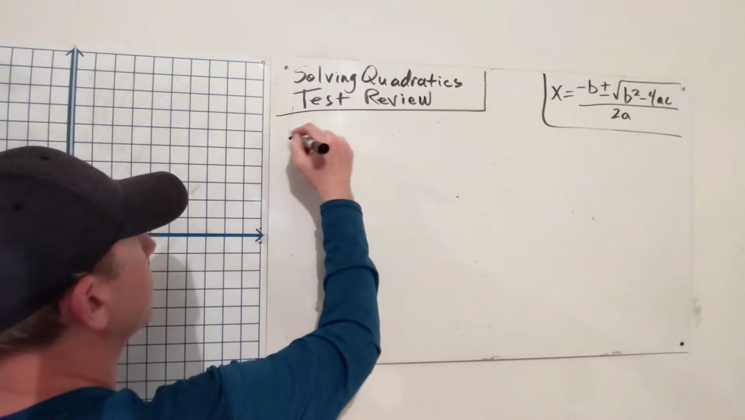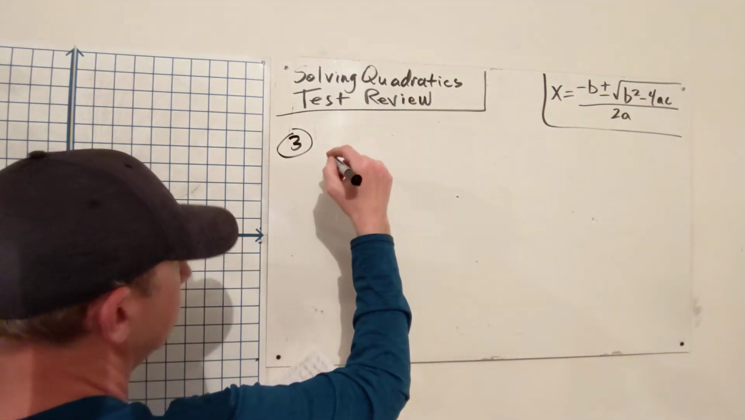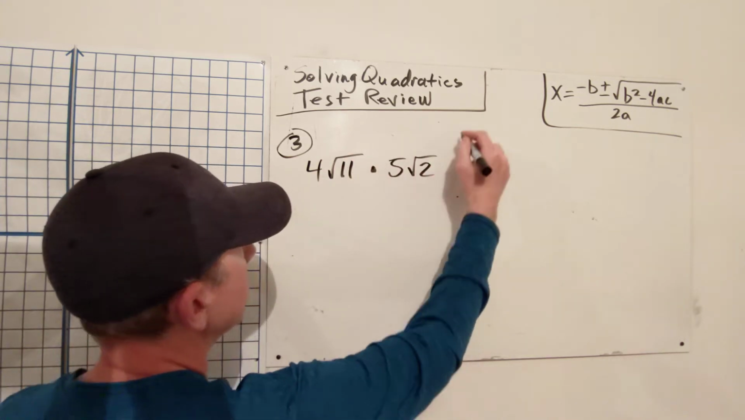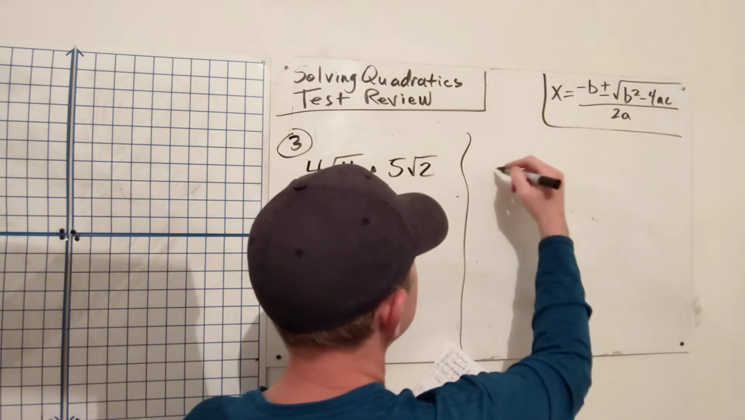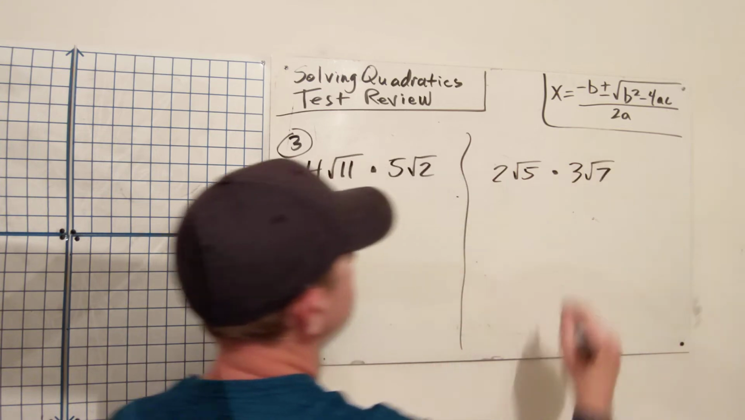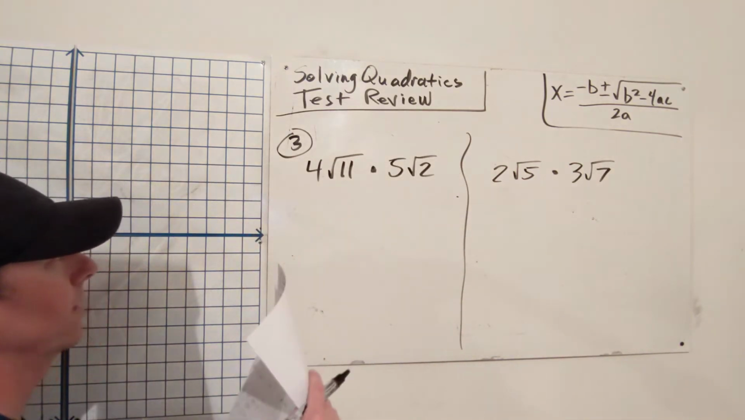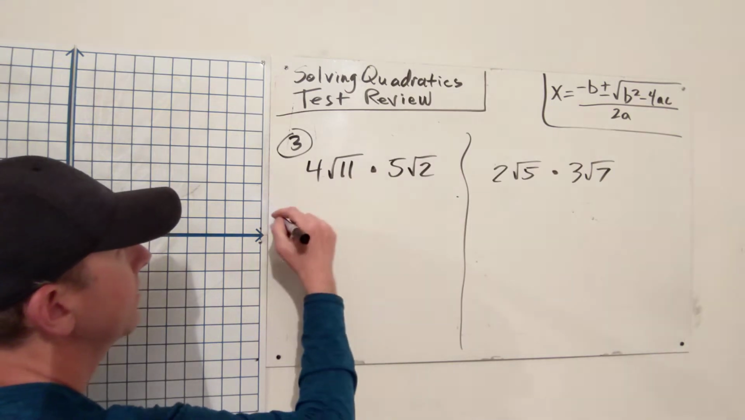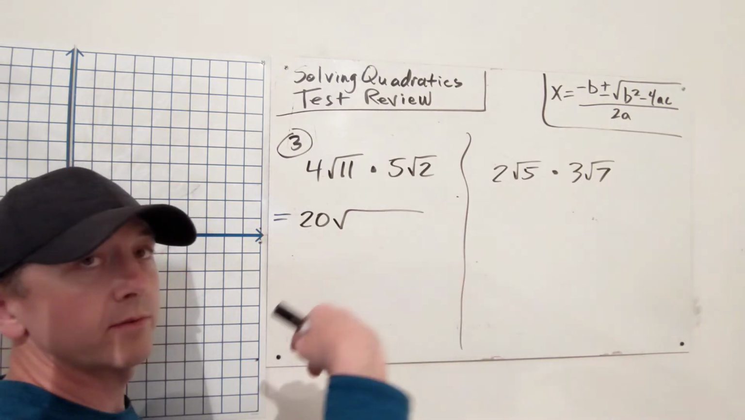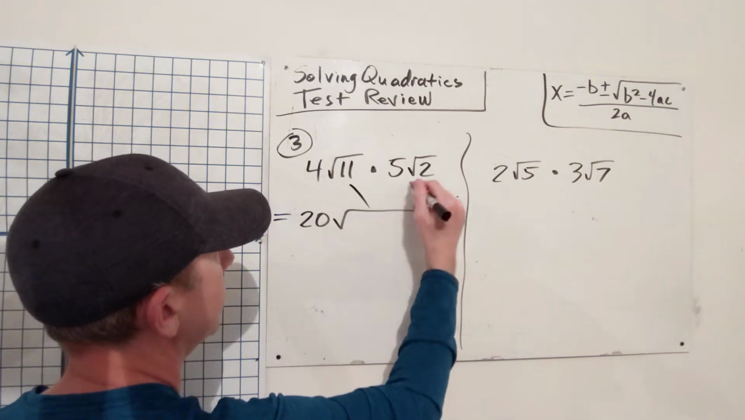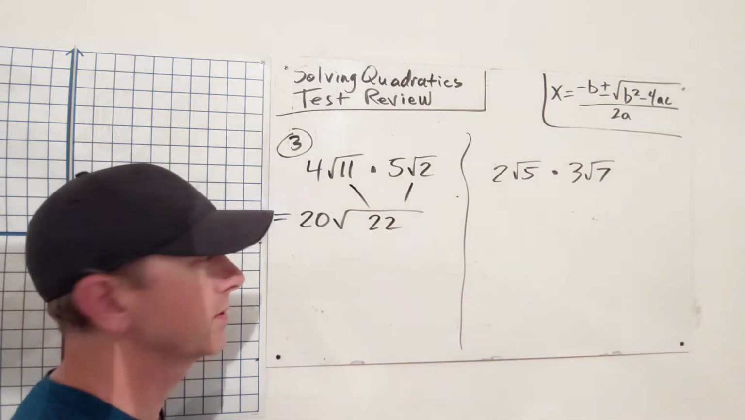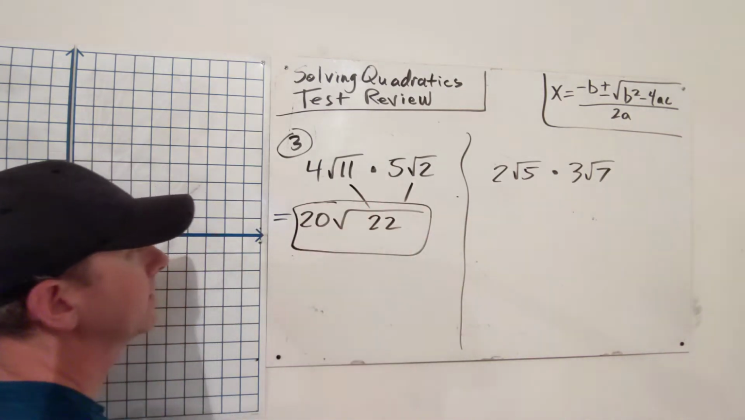Let's keep moving to number 3. This one was multiplying radicals. So we had 4 radical 11 times 5 radical 2, or some of you might have had 2 radical 5 times 3 radical 7. Whichever one you had, it's the same process either way. The parts that are outside the radical, like the 4 times the 5, that's 20. And then under the radical, just like I did when I was simplifying earlier, 11 times 2 is 22. Now, 11 and 2 are both prime numbers. There's no matches. So that's my answer here on number 3.